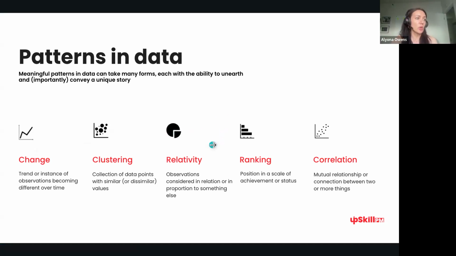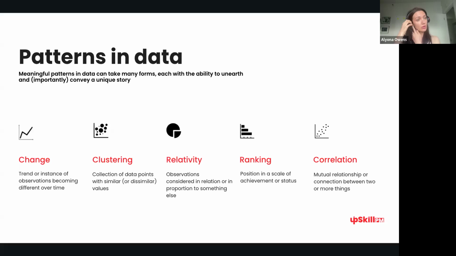And relativity is for observations considered in relation or in proportion to something else. We'll go through that one. And then we have ranking, the position on a scale of achievements or status. Whenever you see the news, you see a ranking of different countries by their economy or by their healthcare. There are a couple of other examples of how to show ranking.